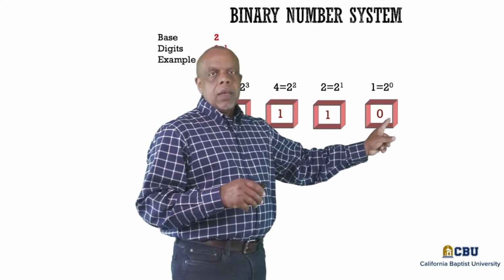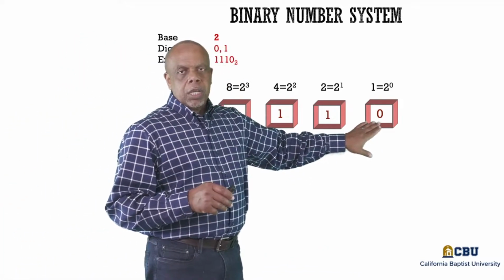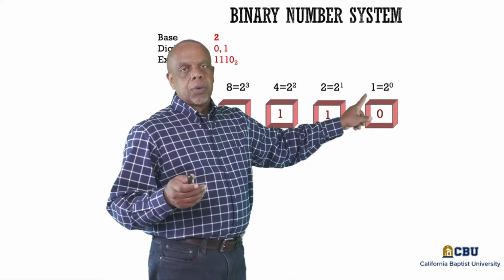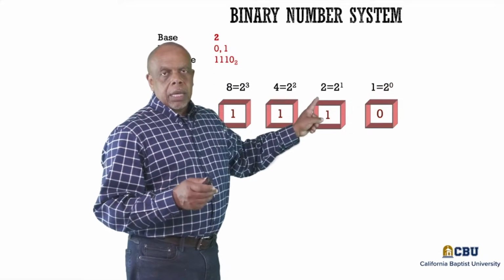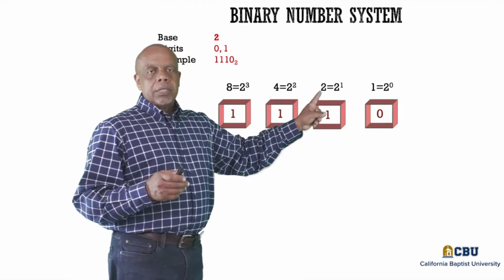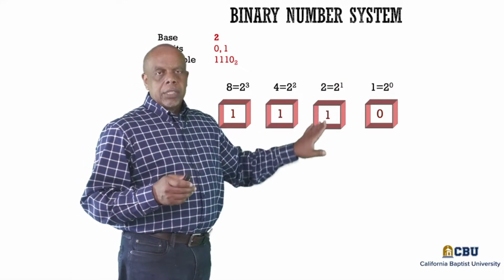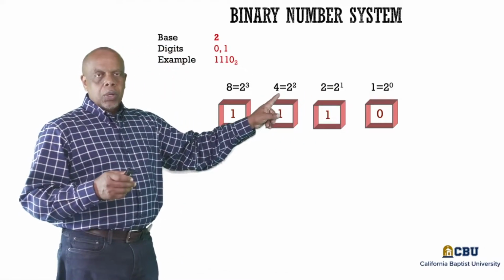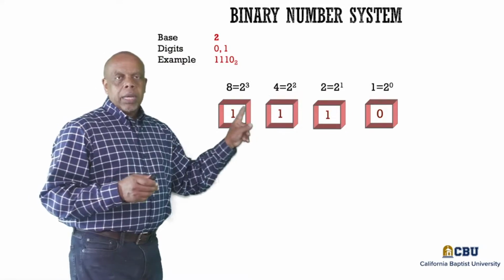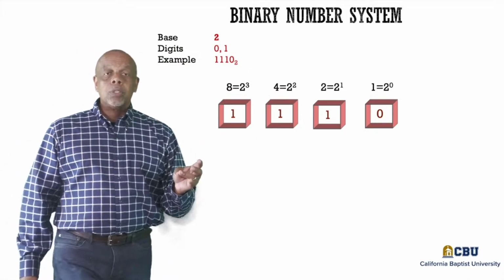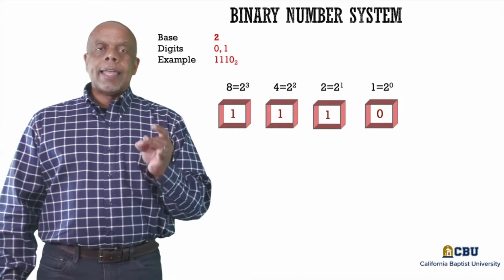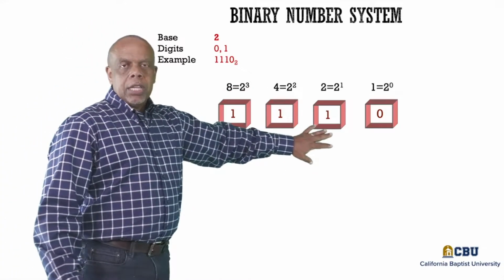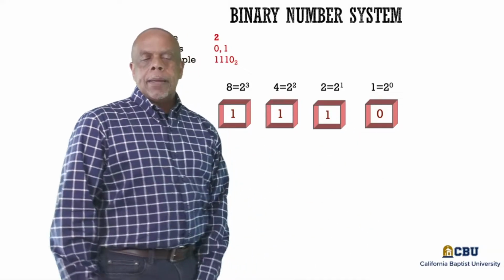So now, if I look at this first position, which is 2 to the 0. And like I said, any number raised to the power of 0 is always 1. Any number raised to the power of 1 is always that number. So this is the 2 to the 1 position, which is 2. 2 to the 2, which is 2 times 2, is 4. And 2 to the 3, which is 2 times 2 is 4, times 2 is what? 8. So this is the 8 position, that's the 4 position, the 2 position, and the 1 position.